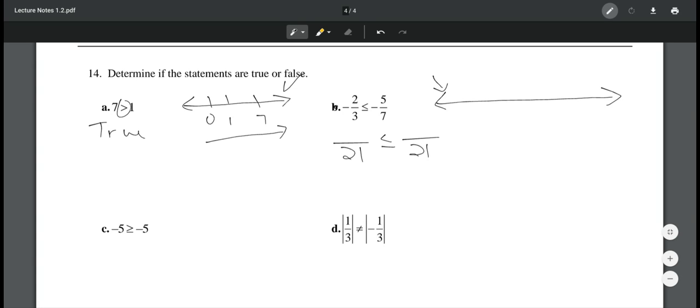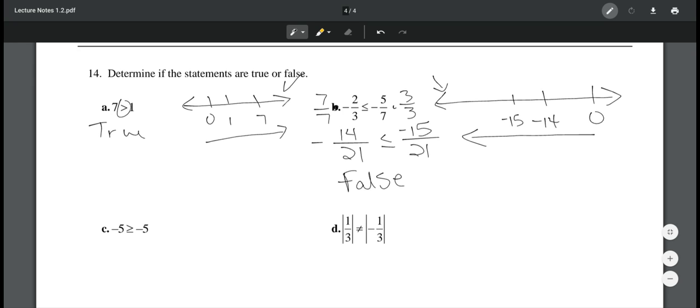Now that means I will multiply the first fraction by 7 over 7. So that gives me negative 14 over 21, because 7 times 3 is 21. And then I'll multiply the second fraction by 3 over 3. That gives me negative 15 over 21. So when I look at the numbers, I will get to negative 14 first, and then I get to negative 15. So as I go this way, the numbers get smaller. So this is a false statement because negative 14 is actually greater than negative 15. So I'm only looking at the numerators this time.